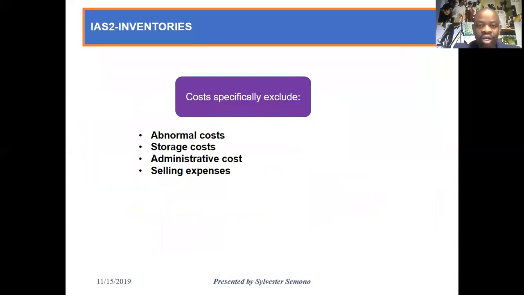We specifically exclude any abnormal spoilage or costs, and any storage costs. In other words, these are like after costs in a way, after production costs. Also any commercial costs in the form of administrative costs and selling expenses. These are some of the examples, but you can find more costs which need to be excluded. So please make sure that you go and learn more about those costs.